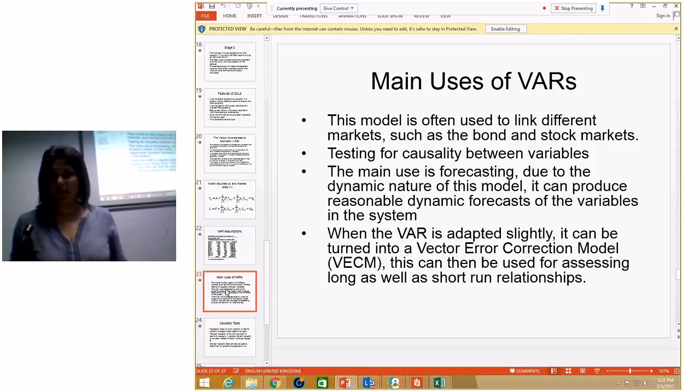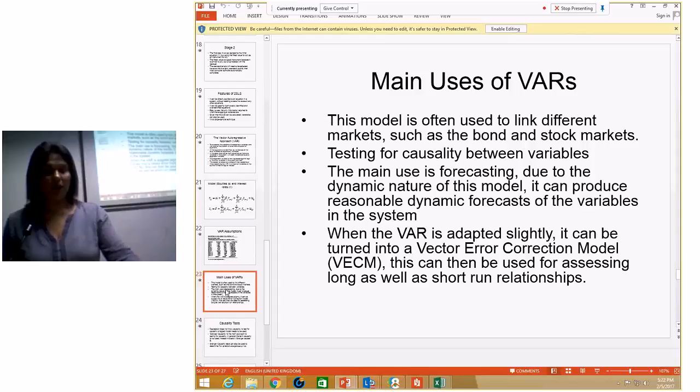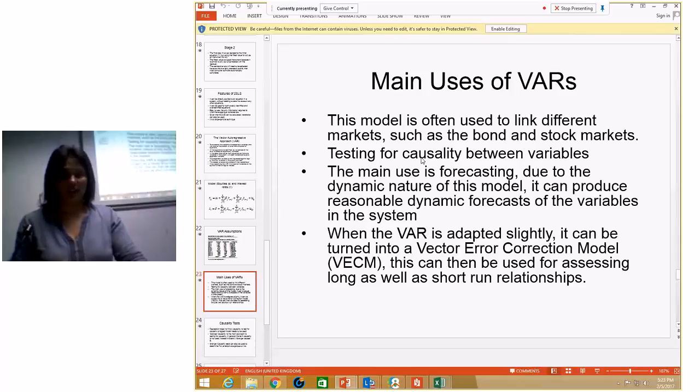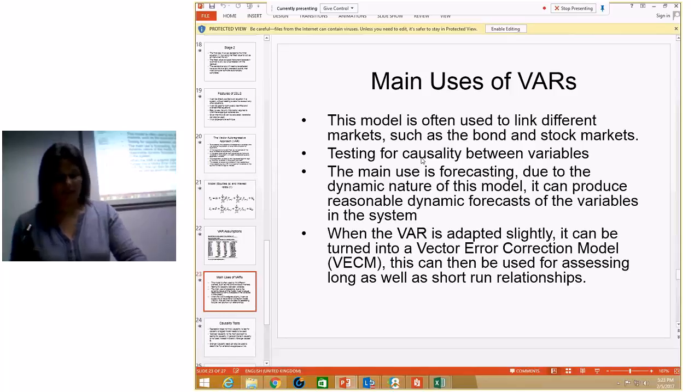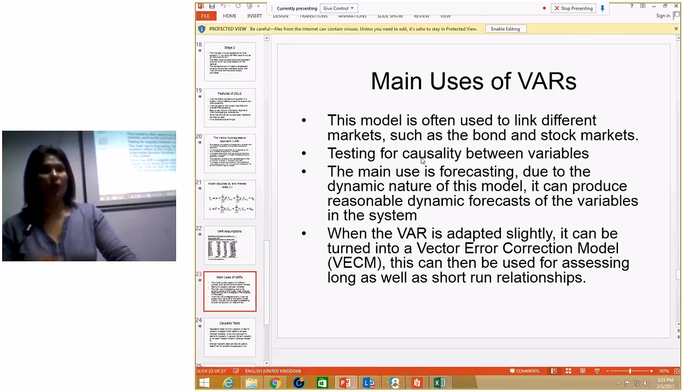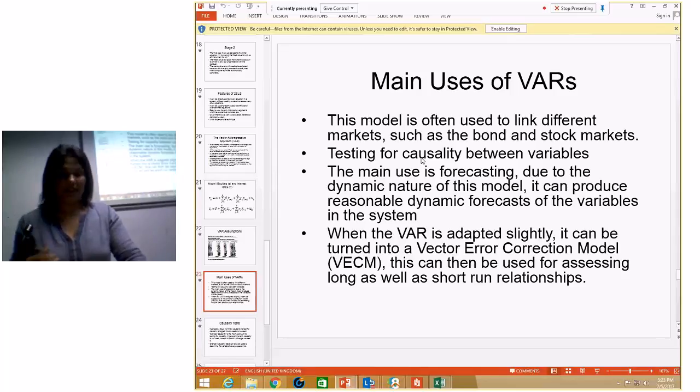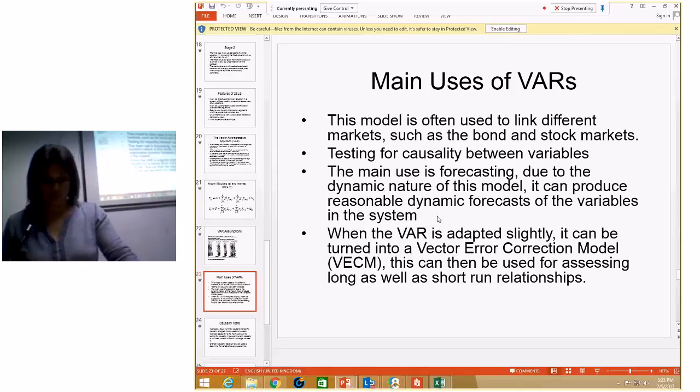Main uses of vector autoregressions. This model is often used to link different markets such as the bond market and stock market. It is also used for testing the causality between variables. If we want to test the causality between variables, we use VAR. The main use is forecasting. If you want to forecast the future, VAR is used because of the dynamic nature of the model.